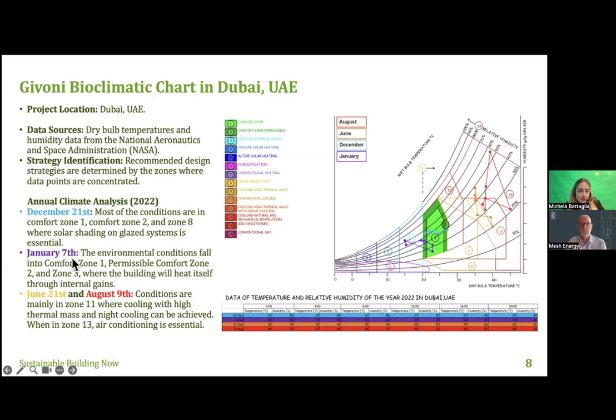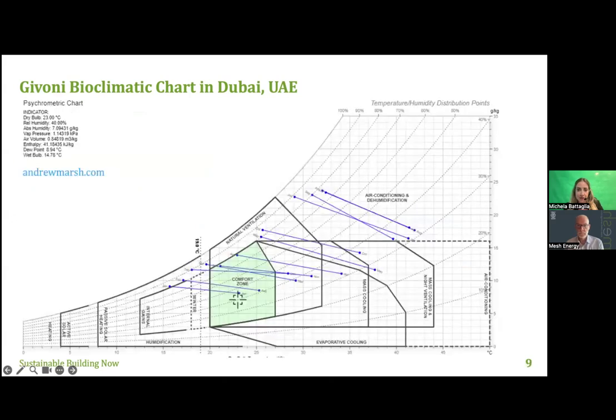On January 7th, here, we are here. The environmental conditions fall into comfort zone 1, permissible comfort zone 2, and zone 3, where the building will heat itself through internal gains. Here you can see the heat from internal gains. Then June 21st and August 9th are the cases where the conditions are mainly in zone 11, where we are able to cool with high thermal mass and night cooling. And also we are in zone 13, where it's essential to use air conditioning.